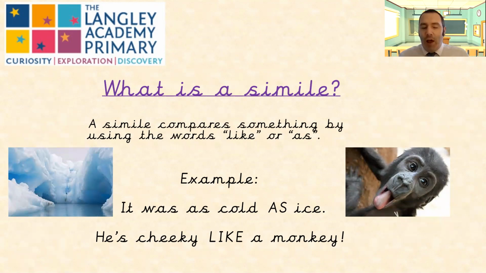He's cheeky like a monkey. We all know monkeys have got a reputation for being able to do silly things, and they mess about, and they're silly and they're funny. So we've got that idea as well. So it's easy to spot a simile. It compares two things together using like or as.